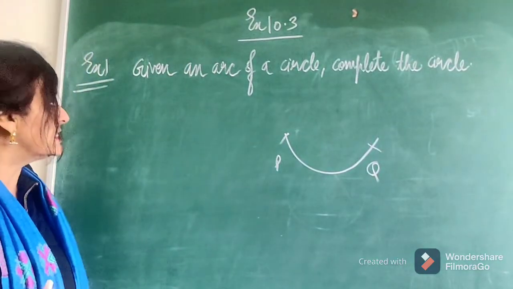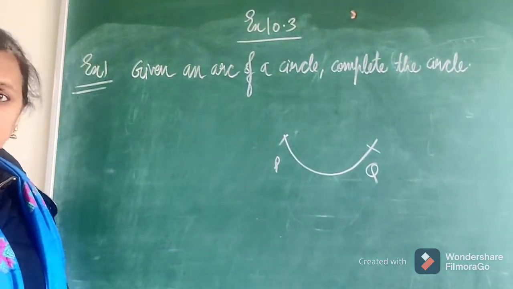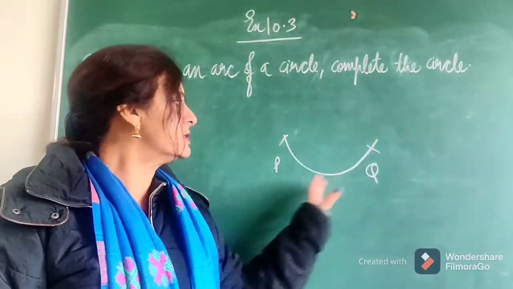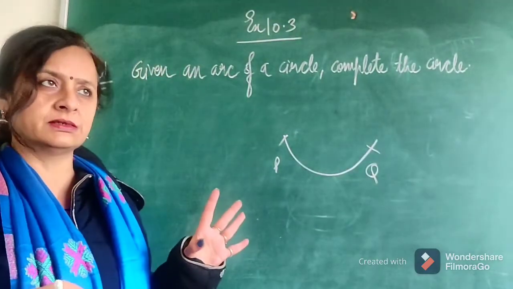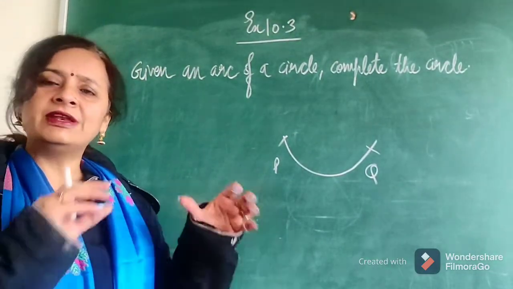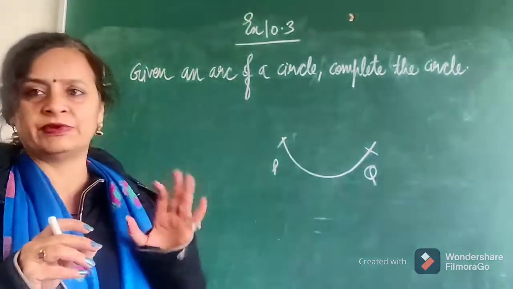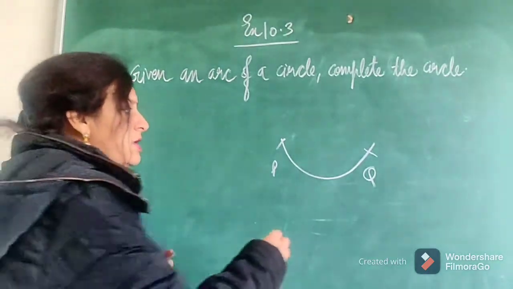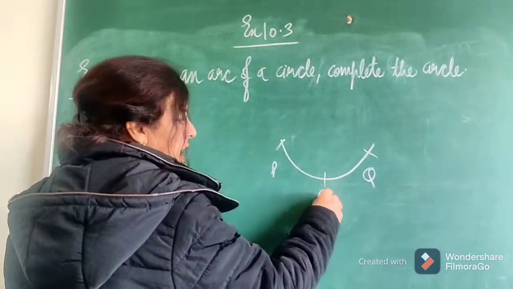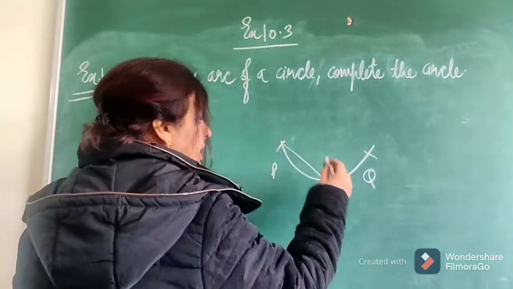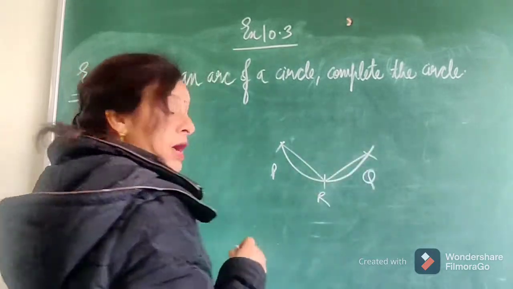Let's do example number 1, which says: given an arc of a circle, complete the circle. Now only one arc is given to you and you have to complete the circle. For completing the circle, we need the center and the radius. Only an arc is given to you, so how are we going to do it? We are going to take one point R on it. Let's join PR. Let's join RQ.